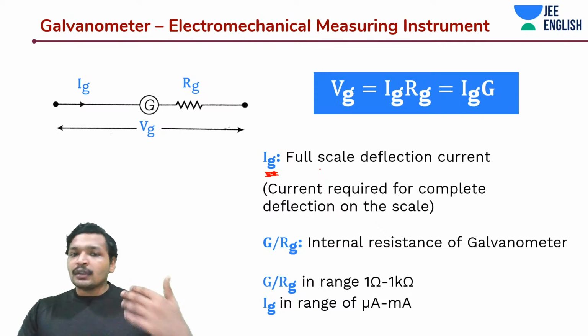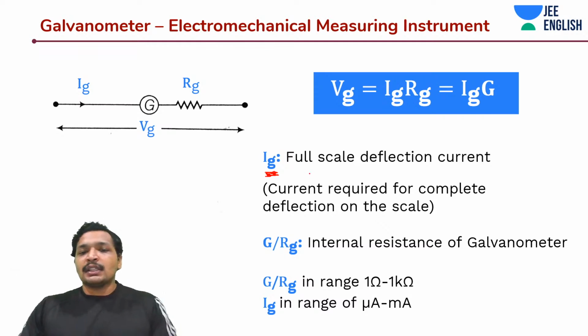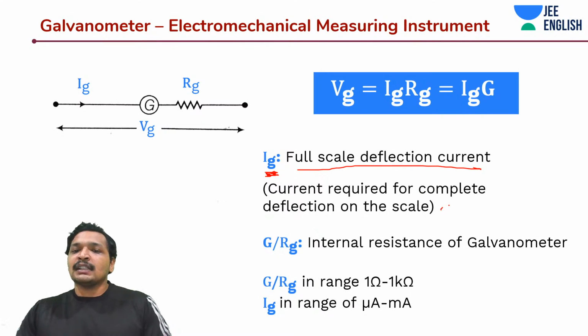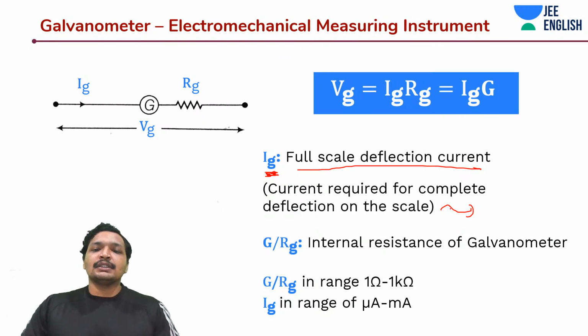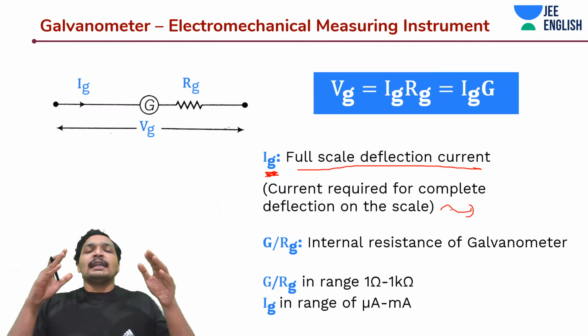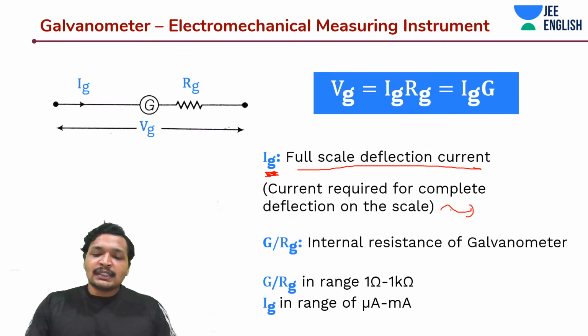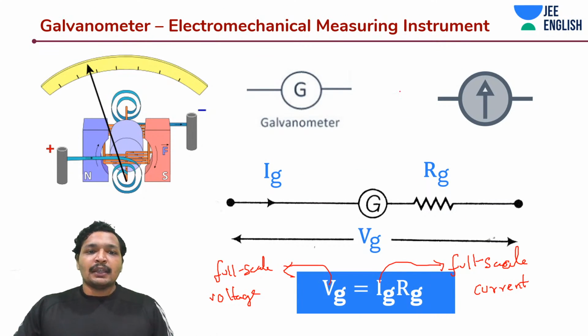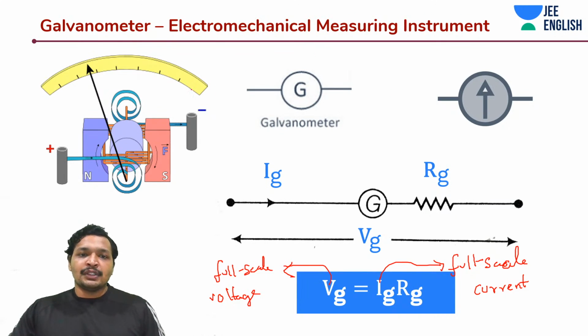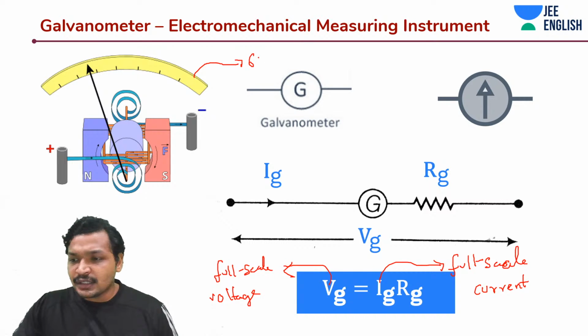Now coming to this full scale. This is full scale deflection. You understood that full scale deflection current is nothing but the current required for complete deflection. So let's say my galvanometer has a certain number of divisions. If you see on this yellow scale, there are certain number of divisions. I'm saying there are like 60 divisions.